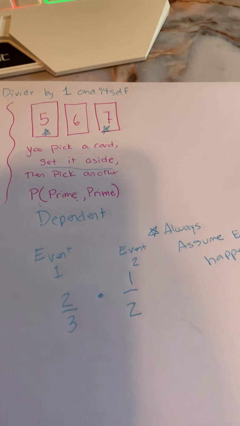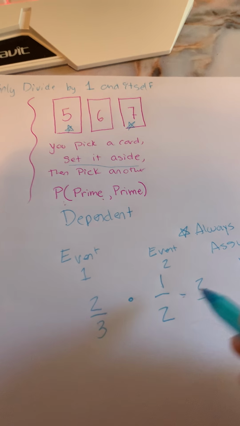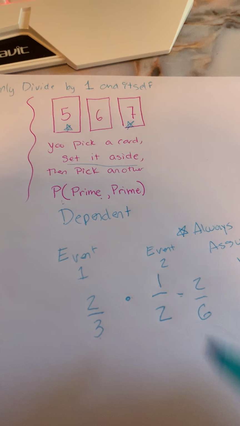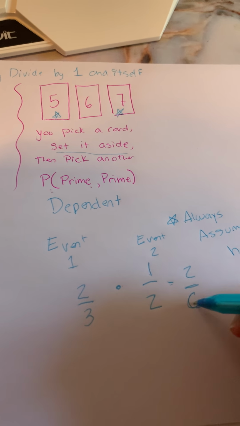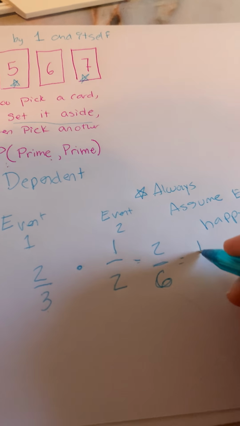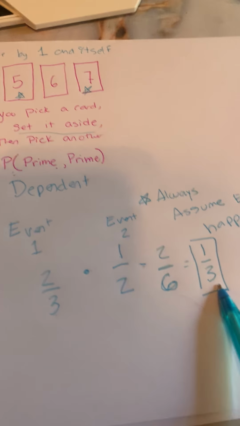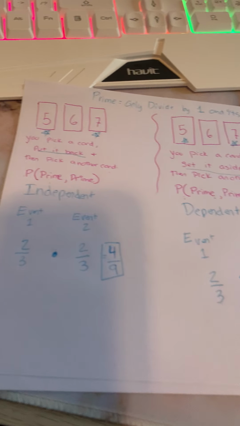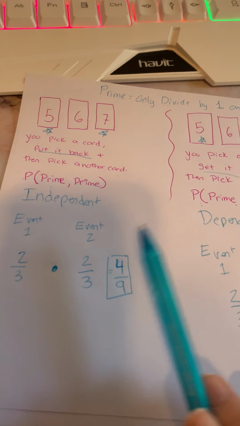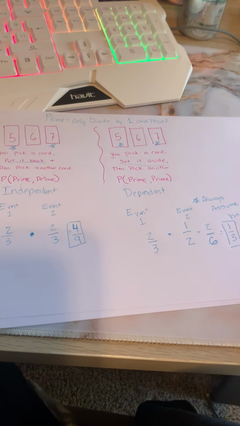Right? So I'm going to multiply those. 2 times 1 is 2. 3 times 2 is 6. 2 out of 6, and you see if that will reduce. That does reduce. Becomes 1 over 3. In this case, there's a 1 in 3 chance that you'll get a prime and a prime. If you put the card back, you have a 4 in 9 chance of getting a prime and then a prime. There you go.